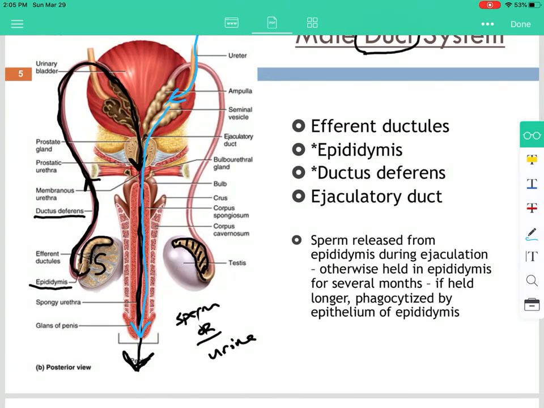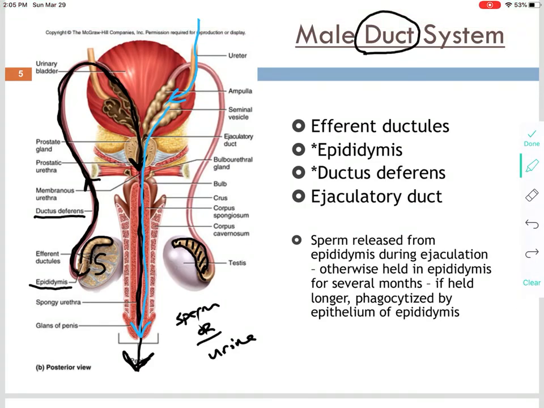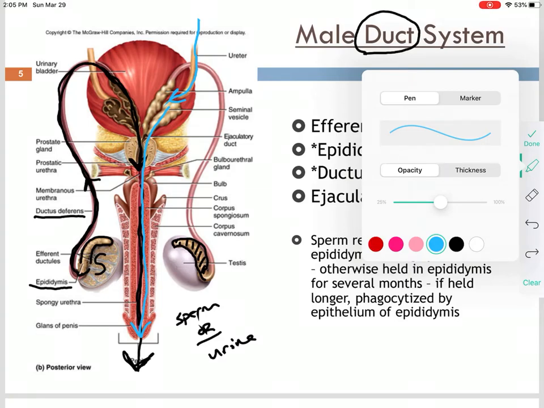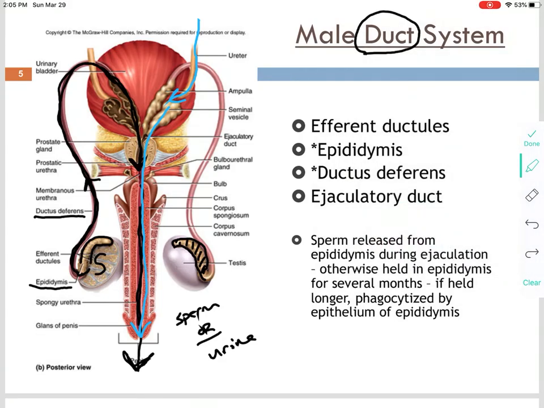Now, if I go back to this picture, which I kind of like better, even though there's a bunch of stuff on it, let's go back to black.